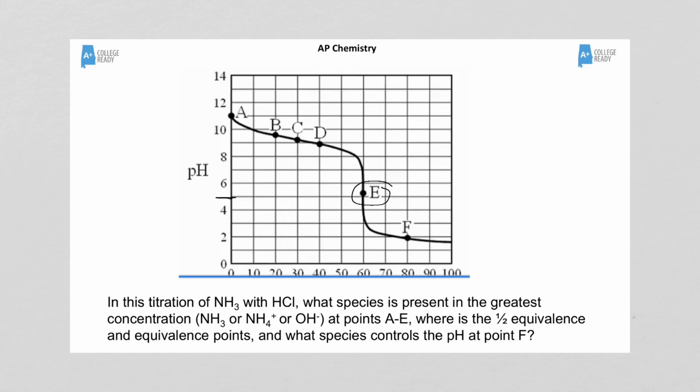Where's the half equivalence and equivalence points? And what species controls the pH at point F? The best thing to do is to write the net ionic equation. So we know we have ammonia plus, and again, if I have a strong acid, I don't write it together. I only write H+, and so that makes ammonium ion.